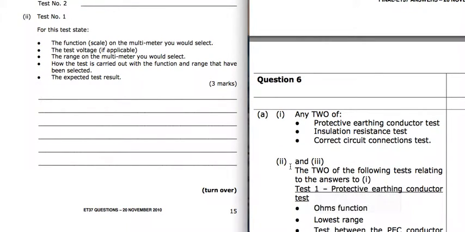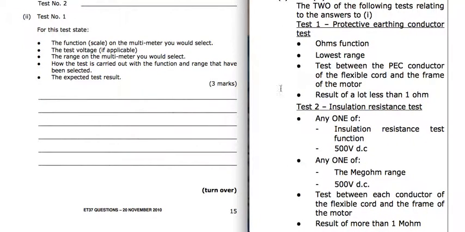So if you went for the protective earthing conductor, talking about ohms function on the lowest range, testing between the PEC and the frame of the motor, and we require a lot less than 1 ohm. I don't know if you would lose marks if you just said less than 1 ohm, because that's what you're looking for.